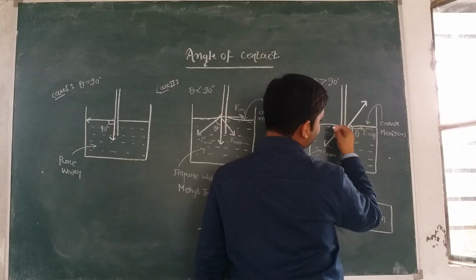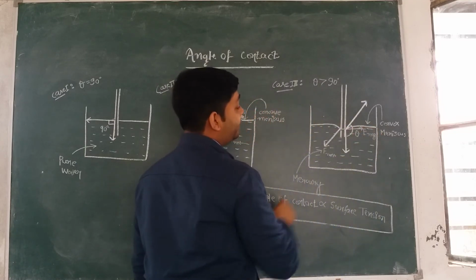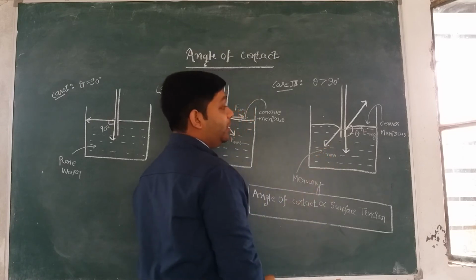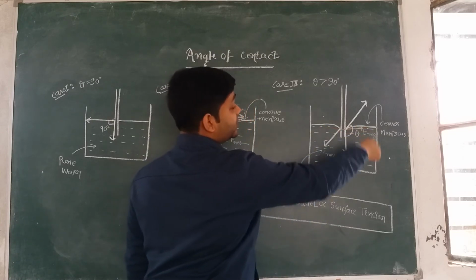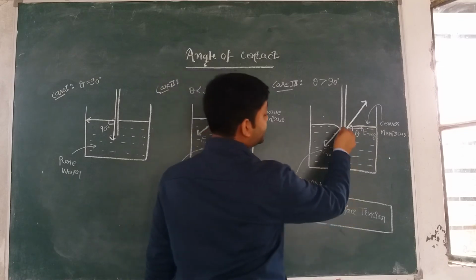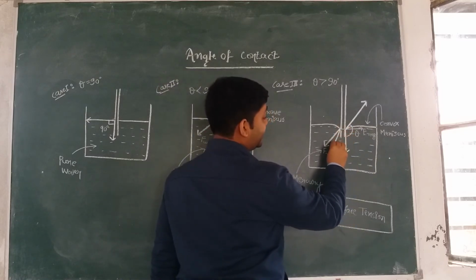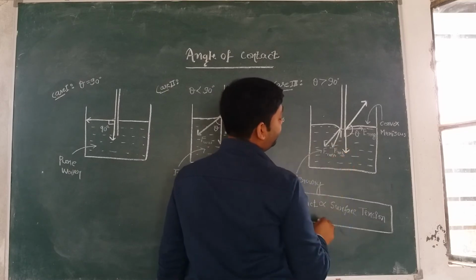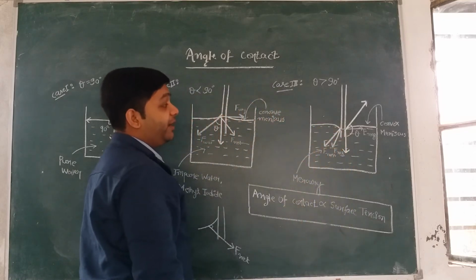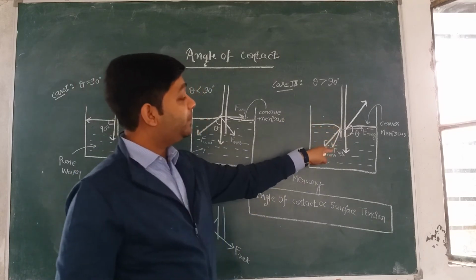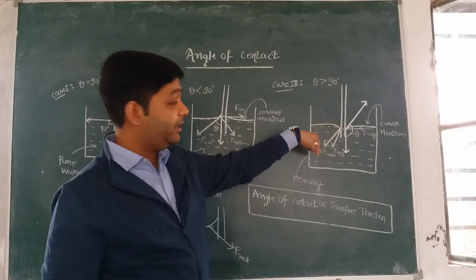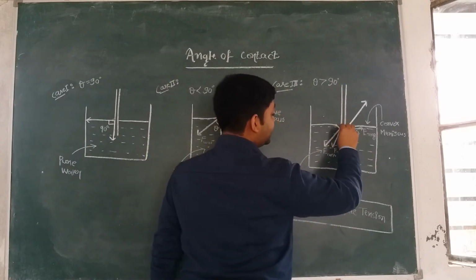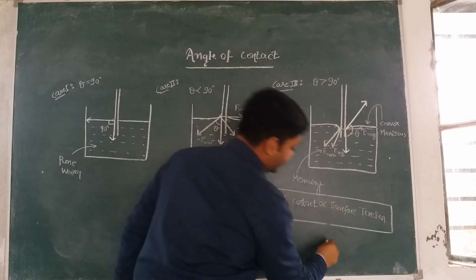The molecules of glass try to attract the mercury molecules towards itself, but in this case the force between mercury molecules is much greater than the force between mercury and glass molecules, so the net force acts in this direction, something like this. This is the direction of F net, and because the liquid surface is always perpendicular to the direction of net force, the convex meniscus is taken like this. So let me draw it clearly here.